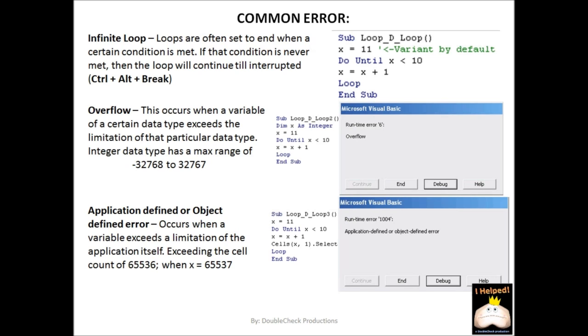Something similar occurs whenever we have an application-defined or object-defined error. For instance, if we have a loop that works with the number of rows within an Excel spreadsheet, and we exceed the number of rows that are shown within an Excel spreadsheet, then we get an application-defined or object-defined error because we're exceeding the max range of that application.